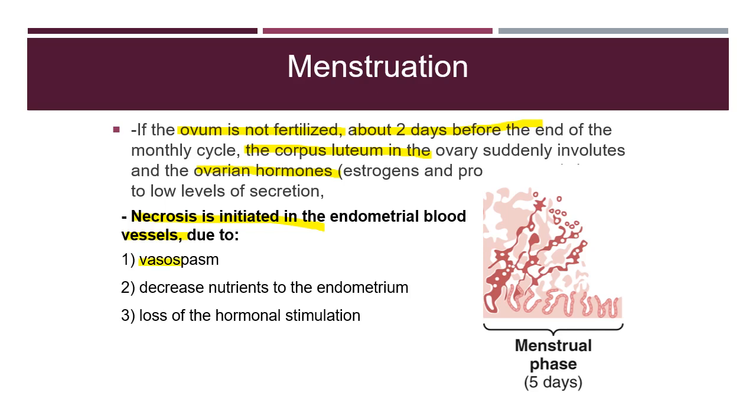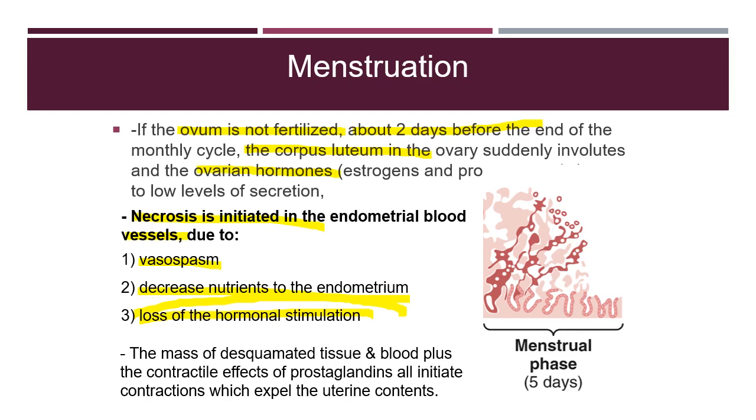First, vasospasm of the blood vessels, a decrease of the nutrients coming to the endometrium, as well as loss of the hormonal stimulation. As we said, estrogen and progesterone levels are declined at this stage. So there will be desquamation of the tissues and blood, plus there will be contractile effects of prostaglandins that will initiate contractions, which help to expel the desquamated tissues and blood from the uterus.